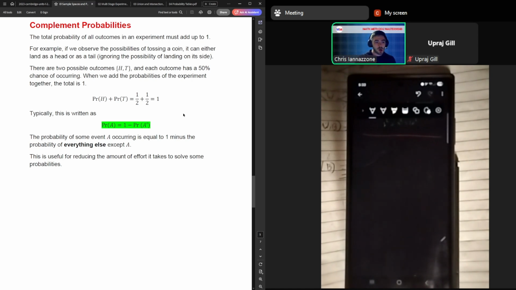So what's going on with complement probabilities is that if we know the probability of some event occurring, like let's say rolling a 1 on a 6-sided die is a 1 out of 6 chance, then the probability of everything else occurring is just 1 minus that. So rolling a 1 on a 6-sided die is 1 out of 6, and the probability of everything else occurring, other than rolling a 1, is 5 out of 6.